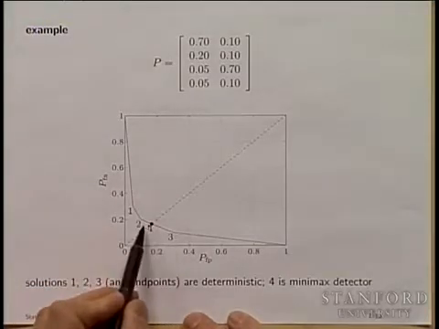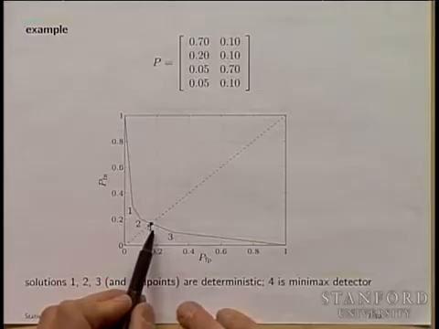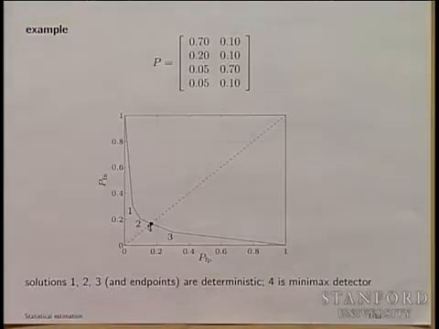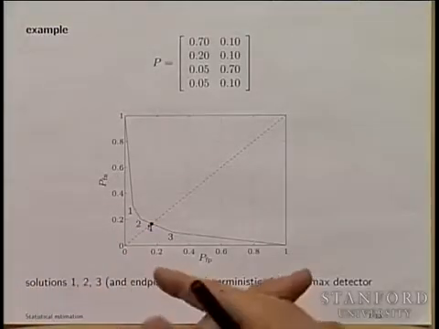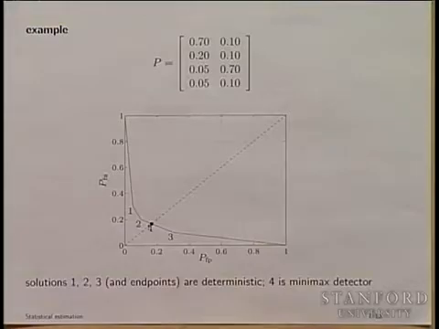It's right in between these two, and it is not a deterministic detector. So if you want to have a detector here which minimizes the maximum probability of making either a false positive or a false negative, then you're going to have to use a non-deterministic, a randomized detector.